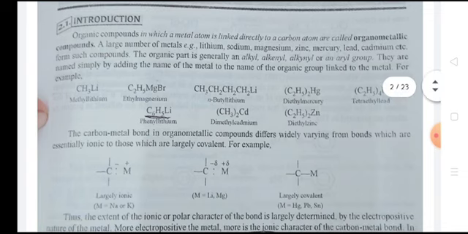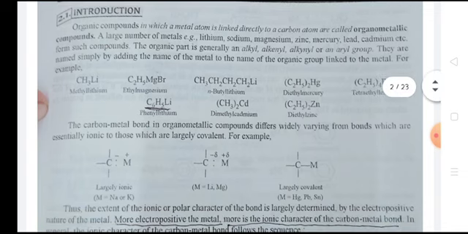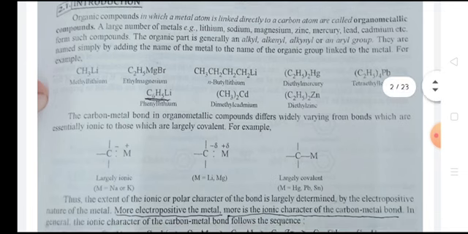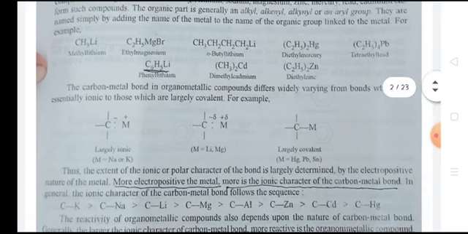A large number of metals, for example lithium, sodium, magnesium, zinc, mercury, lead, cadmium, etc., form such compounds. The organic part is generally an alkyl, alkenyl, or aryl group. They are named simply by adding the name of the metal to the name of the organic group linked to the metal. For example, CH3Li, ethyl magnesium, n-butyl lithium, diethyl mercury, tetraethyl lead, phenyl lithium, dimethyl cadmium, diethyl zinc.